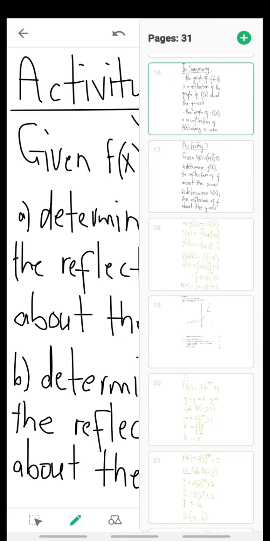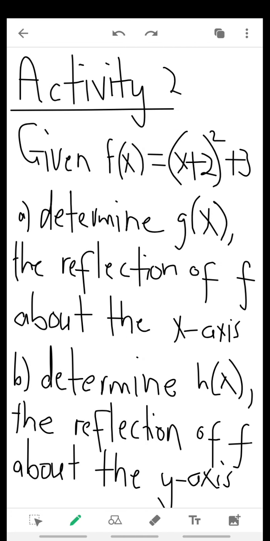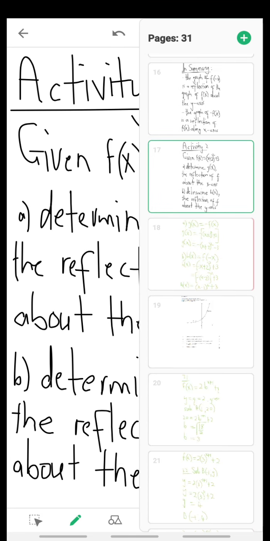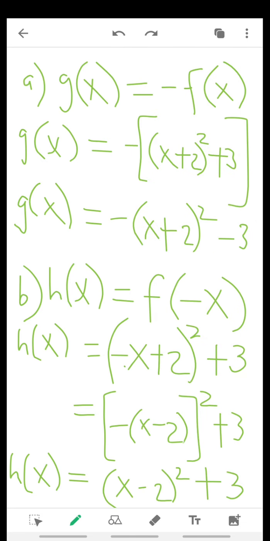Now, having said that, we want to look at activity number 2, which is on reflections, transformations. Given f(x) equals (x + 2) squared plus 3, determine g, a new function which is a reflection of f about the x-axis. So what's going to happen? If the reflection is along the x-axis, y values will change, meaning we must multiply f(x) by a negative. All of it will be multiplied by a negative because it is f. So how do we write it down algebraically? We're going to say g equals negative f(x).